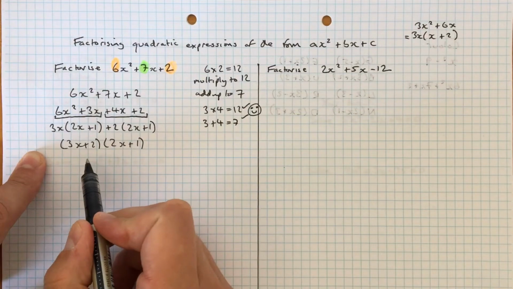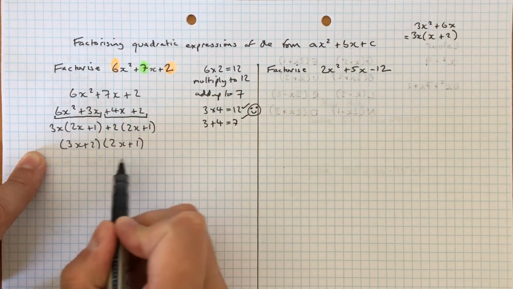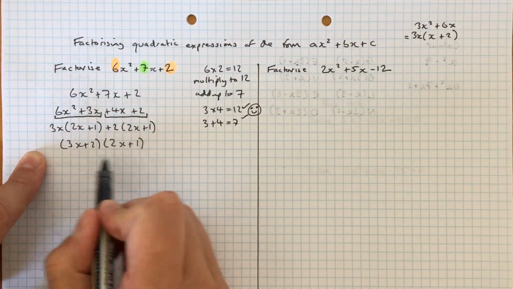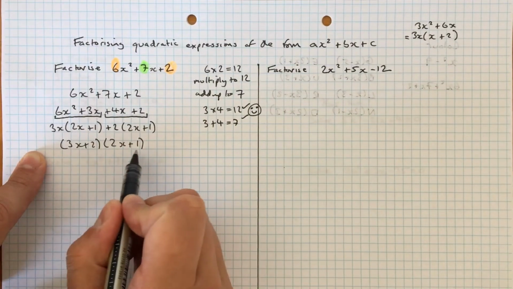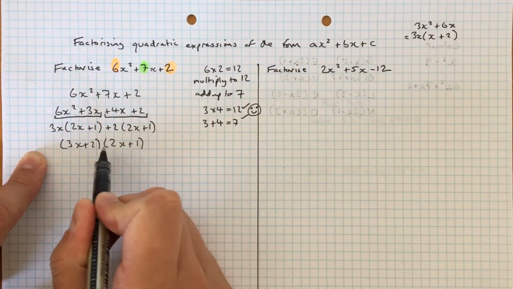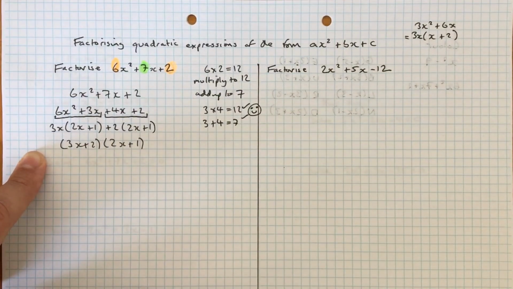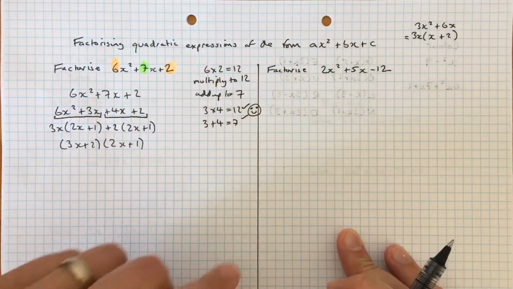Of course, what we could do now if we wanted is multiply this out using a grid method or a FOIL method to check that when we multiply out this set of double brackets we get back to this. Okay, let's have a look at a second example then.